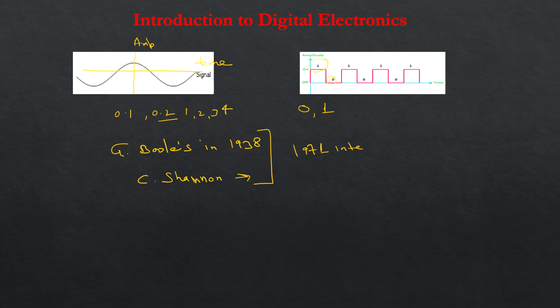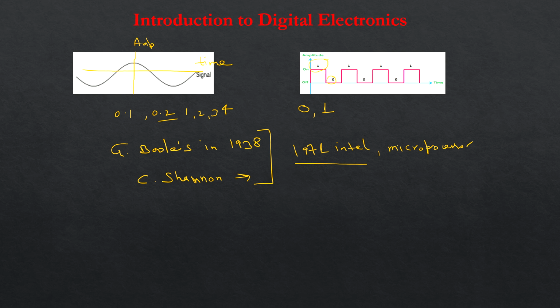After that, in 1971, Intel Corporation of USA introduced the first microprocessor. Now we all know that the microprocessor is a digital device which works on the binary system, 0 and 1. After the introduction of the microprocessor, digital devices came into the picture. They just started booming, and we can see the growth nowadays. We have smartphones, and we are surrounded by digital devices.